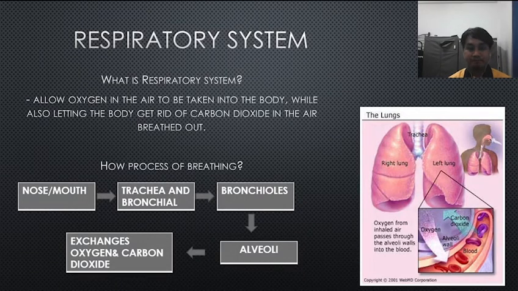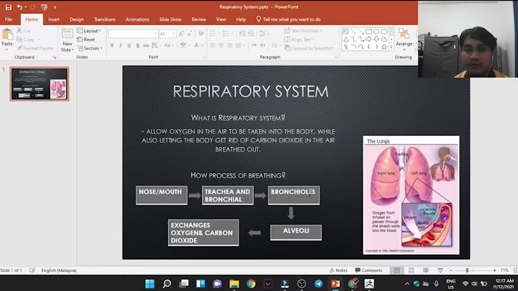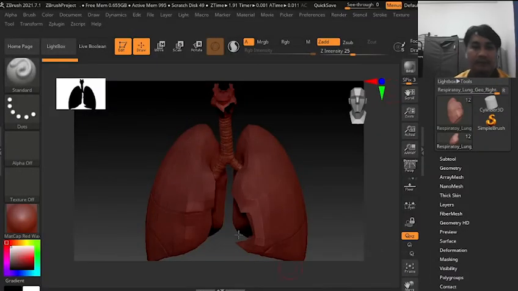In addition, when we inhale, the diaphragm moves downward toward the abdomen, while in exhalation, your diaphragm will move upward and the chest wall muscles will relax. So now I will show you the design of the lung.